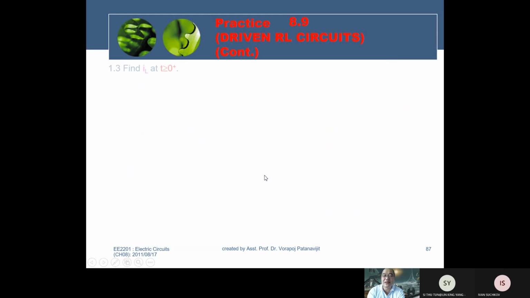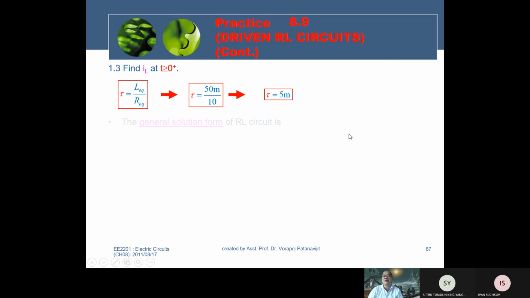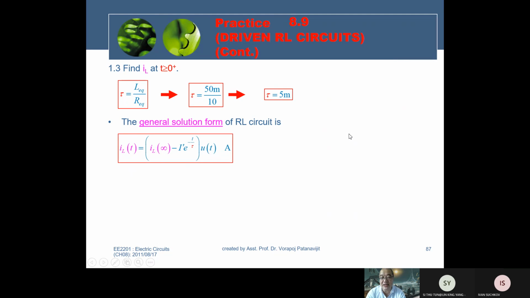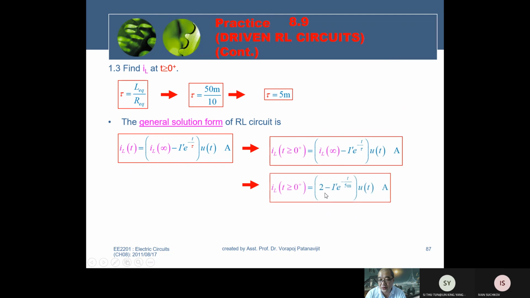Okay. Now, the third step, you would like to compute the natural response of the RL circuit. L equivalent equals 50 millihenry. R equivalent equals 10 ohm. Therefore, the time constant equals 5 milliseconds. The general solution of the RL circuit will be shown here. IL infinity equals 2 amp. Okay, I hat is given here. You can see that this is the general form solution, but it still has an unknown parameter, I hat.